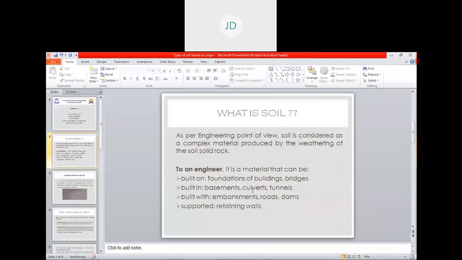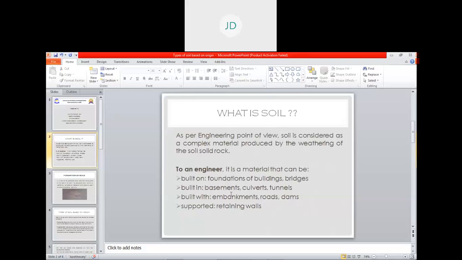You can see in the slide. Soil is a material that can be used to build the foundation of buildings, bridges, etc. It can be used to build basements, culverts, and tunnels within the soil. We can also use this soil to construct embankments, roads, or dams. And this soil material is also used as a supporting material for retaining walls. So this is a basic definition.